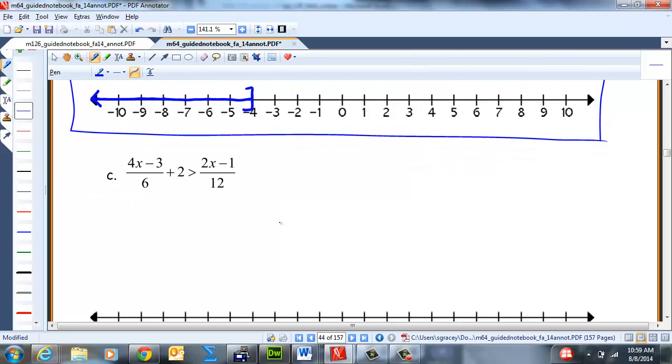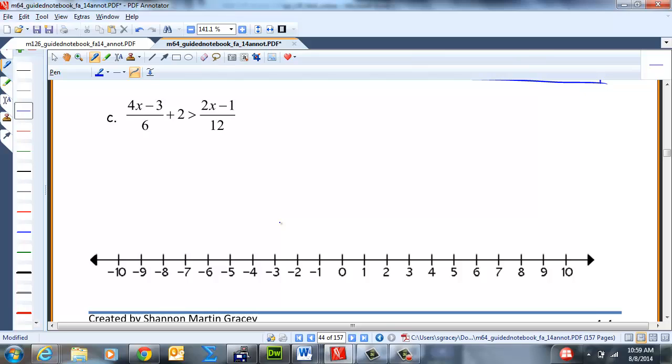Okay, so moving right along, we have this next one. Why don't we go ahead and multiply both sides by the LCD, which is 12. That will clear the fractions. But be careful on the left side.